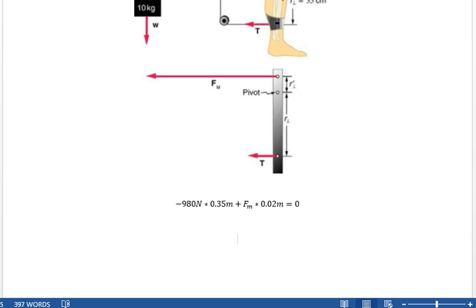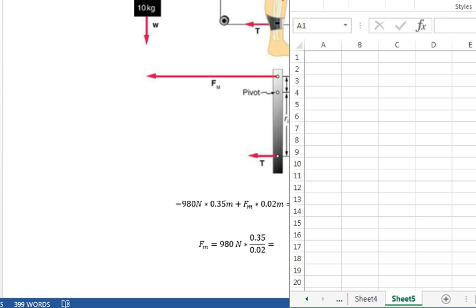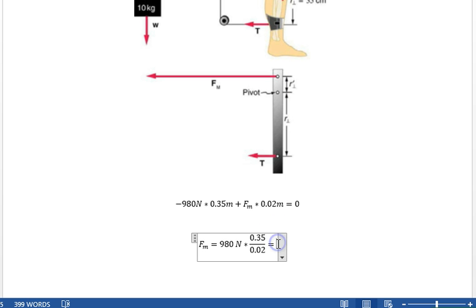So if we simply solve for the force exerted by the muscle, we get 980 newtons times 0.35 divided by 0.02. All right, equals 980 times 0.35 divided by 0.02 is 17,150 newtons. 17,150 newtons, right?